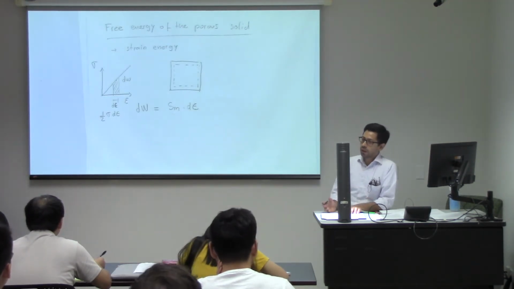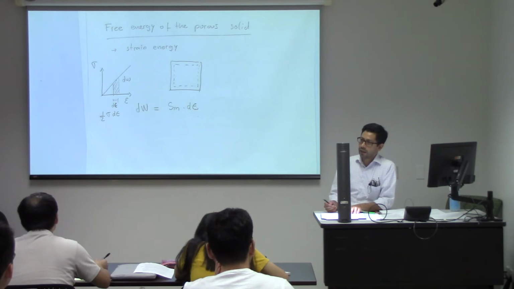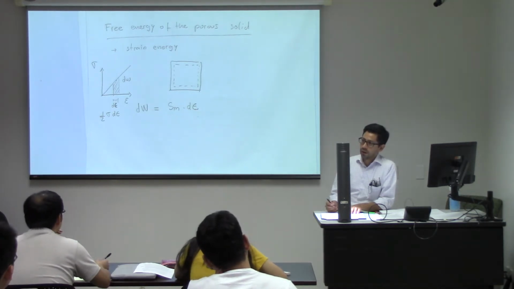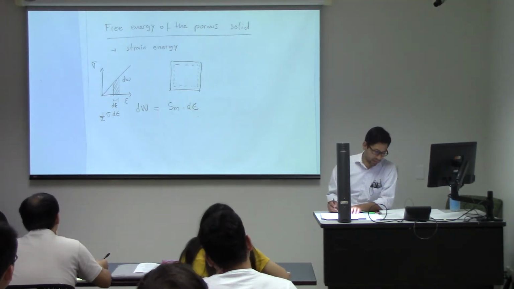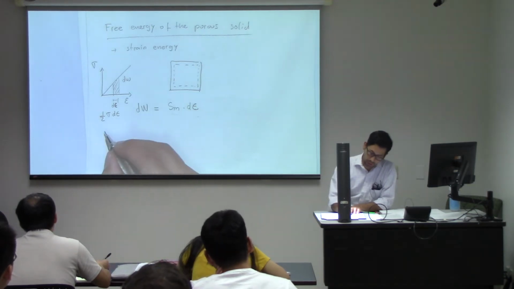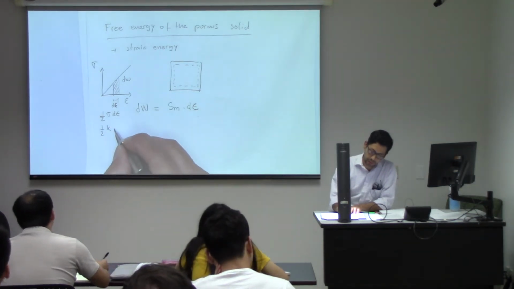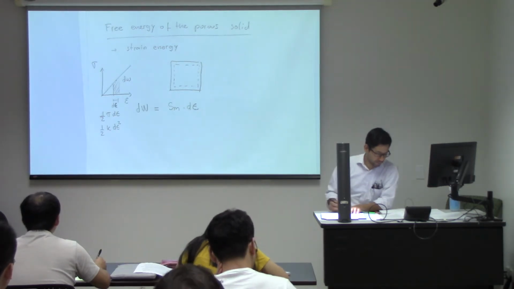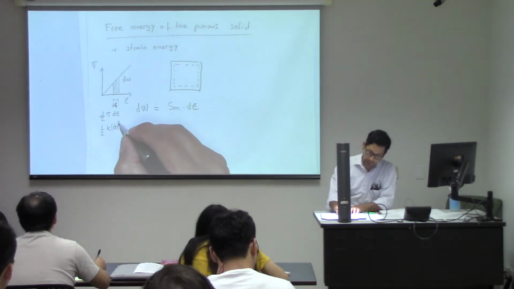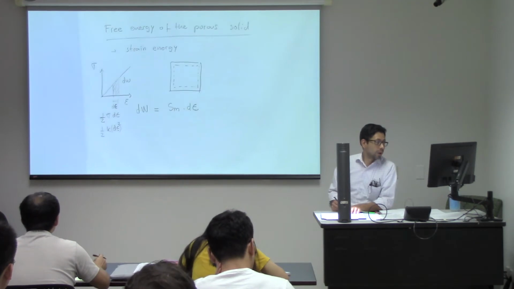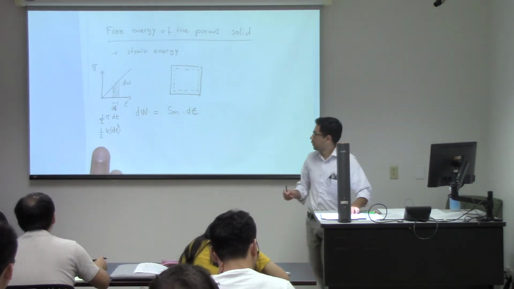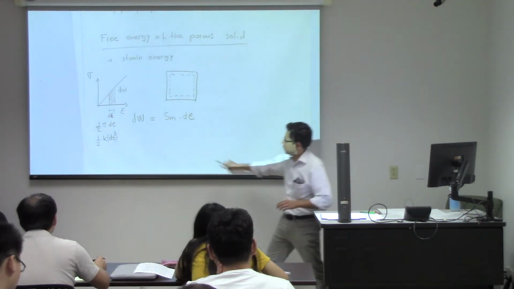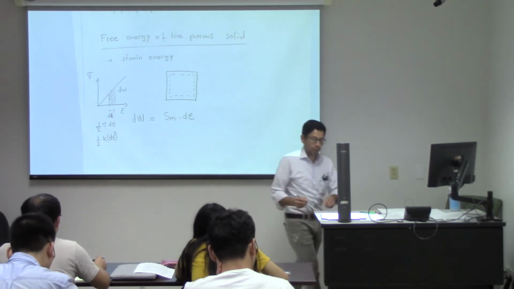But we know that sigma is K times strain, right? Where K is the bulk modulus. So you can also write this as the square of that. So just to be clear, it's all of this. Okay, don't worry about this equation right now. Let's just work through this equation.